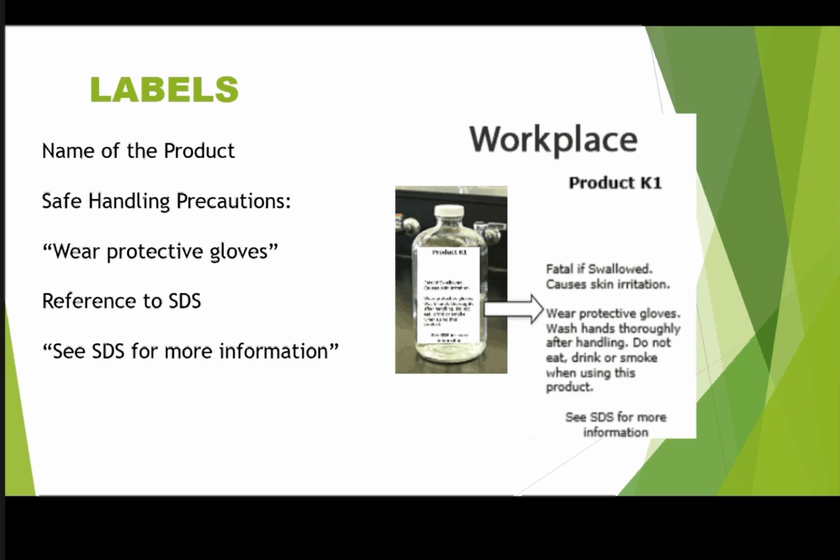A workplace label. If hazardous material is moved from a supplier container into another container, a workplace label has to be placed on that container. And it has to have the name of the product. It has to have safe handling precautions, such as wear protective gloves. It's got to have a reference to the safety data sheet that has also got to be available from the employer, and says something like, see the safety data sheet for more information.